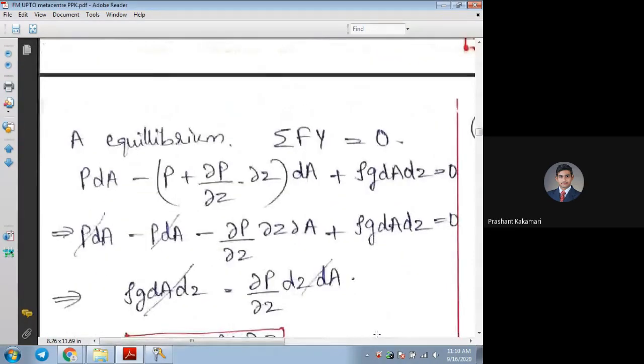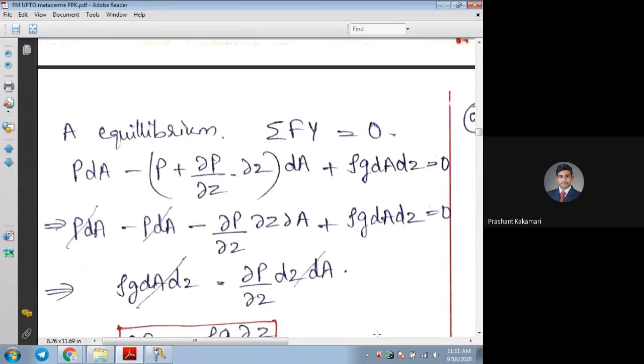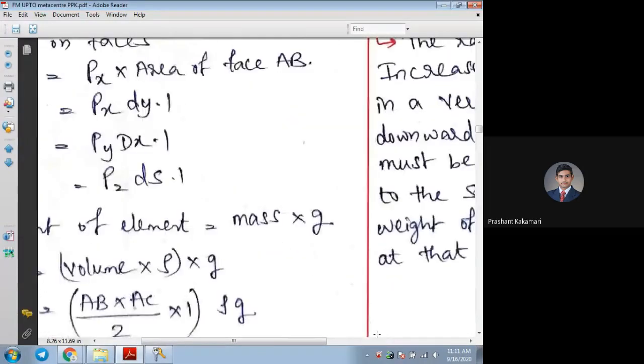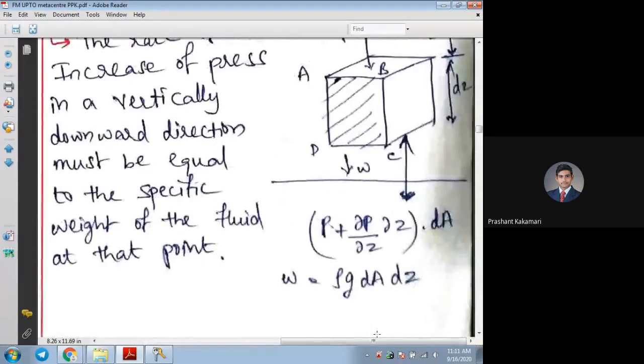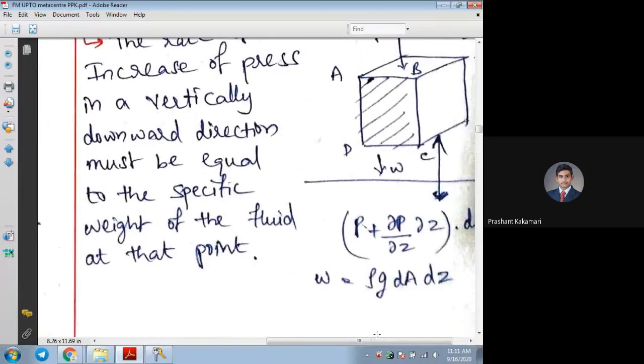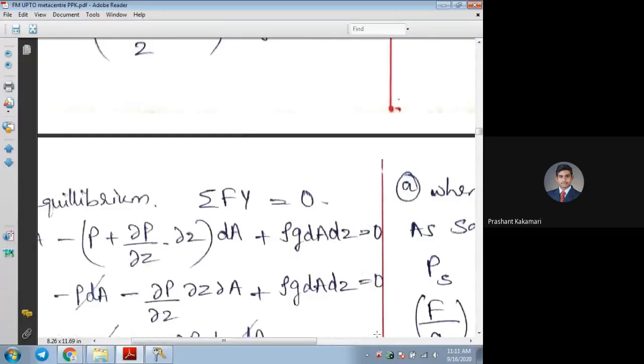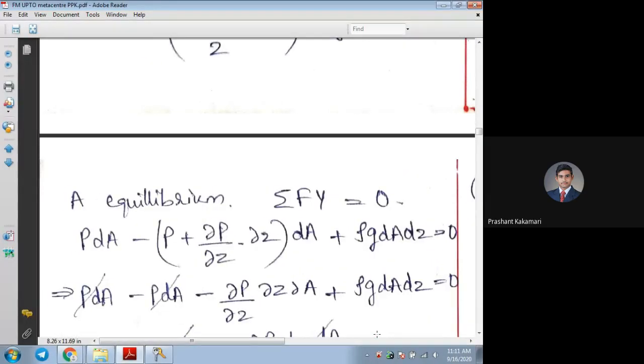So what he has done, he has taken PdA. Weight is also acting in the same direction. The last term you can observe, he has taken plus the weight term, minus. Minus why? Because the volume of the liquid is kept at a stagnant condition by that opposing force, which is acting upside. So minus of P plus del P by del Z into del Z. It's a pressure into area.